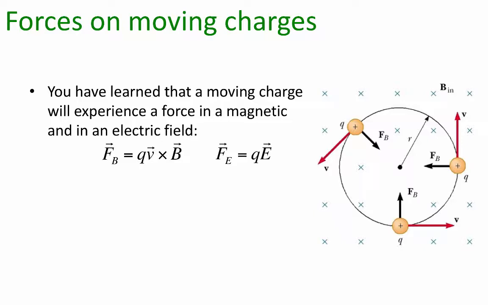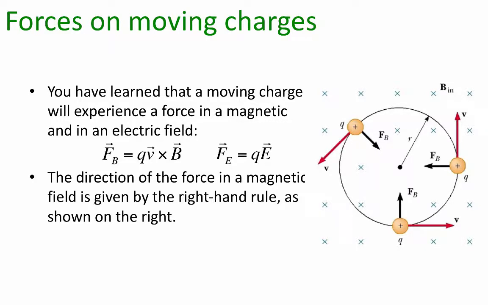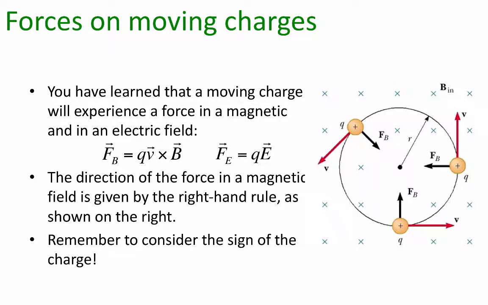The basic physics behind this comes from our electricity and magnetism introductory physics course, where we learned that a moving charge will experience a force in a magnetic and in an electric field, where the force in a magnetic field is F equals qv cross B, and in an electric field is qE. The direction of the force in a magnetic field is given by the right-hand rule, as the picture on the right shows, but of course, remember to consider whether your charges are positive or negative when dealing with your directions.